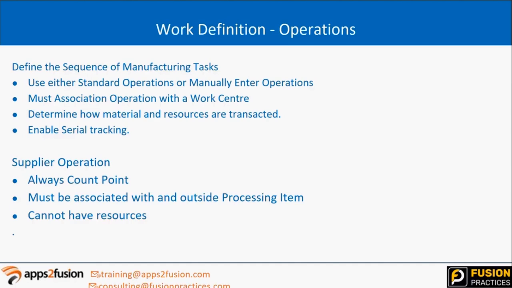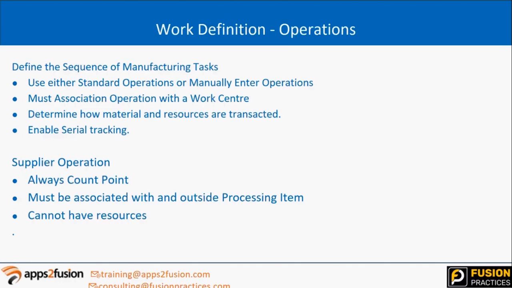Okay, so yeah, moving on. So this is the supplier operation, like how a work definition has operations that you create. There is also an operation that you can create of type supplier. This is used in outside processing. So this supplier operation, I've just listed its properties here. It's always count point enabled, and it must be associated with an outside processing item only.